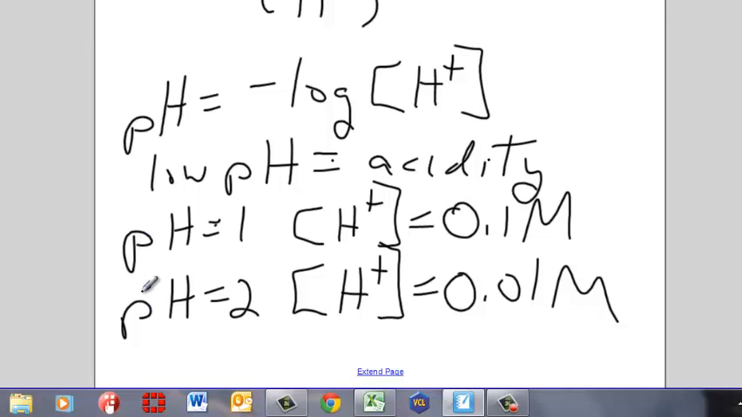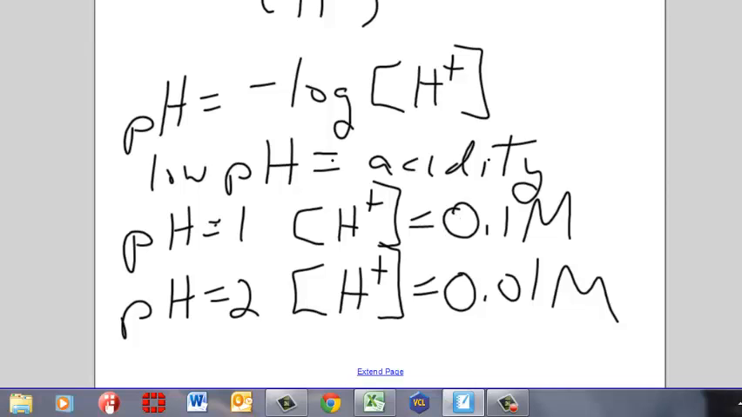So take a look at what pH means. It means every time I go up 1 pH, I'm diluting the solution by a factor of 10. There is a factor of 10 less H+ concentration. By the way, you're wrong if you think the pH scale only goes from 1 to 14. It actually can go in the other direction, lower than 1, higher than 14. But 1 to 14 is the normal pH scale.